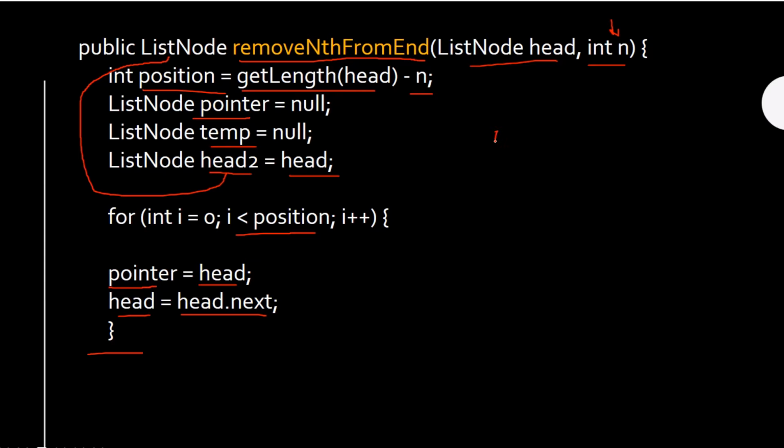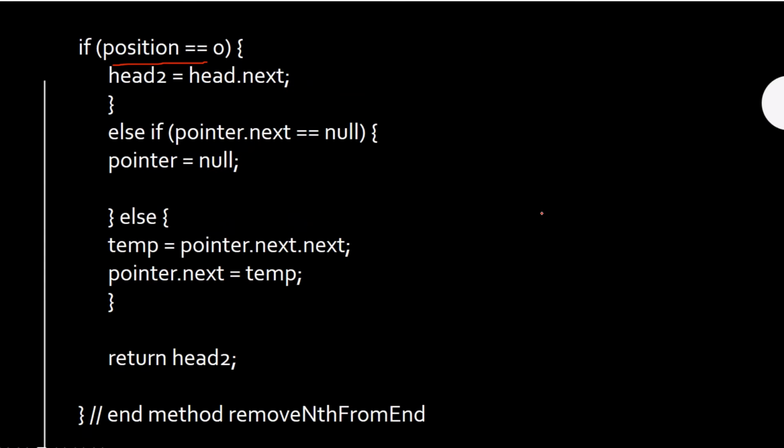You can do that math. So if you have 5 nodes and you give it n is also 5, then you have 0. That means you are deleting the first node. And so if you are deleting the first node, what you just need to do is make your returned head to just be head next.